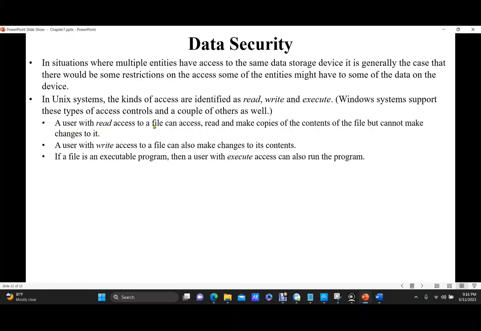A user with read access can access, read, and make copies of the contents of a file, but is not allowed to make changes in the content of the file. A user with write access can make changes to the content of the file. If a file happens to be an executable program, then our user needs execute access to be able to run the program.